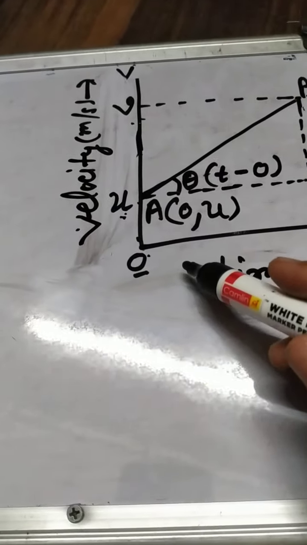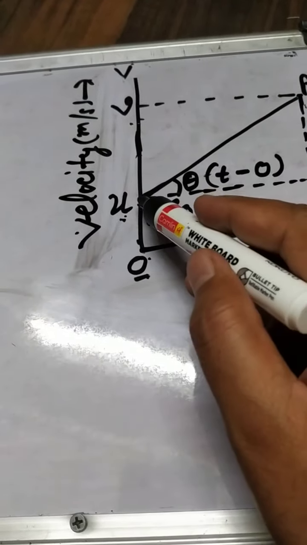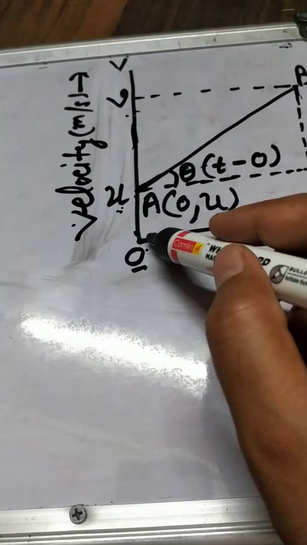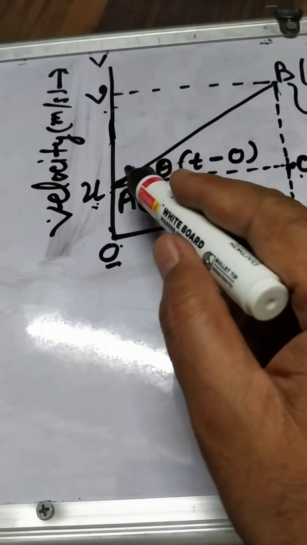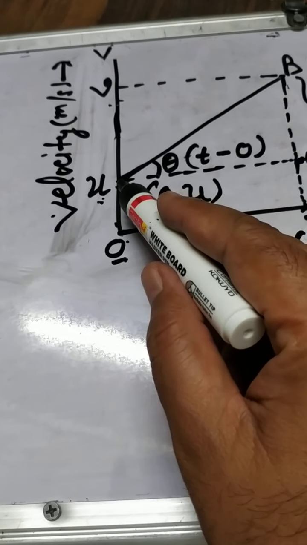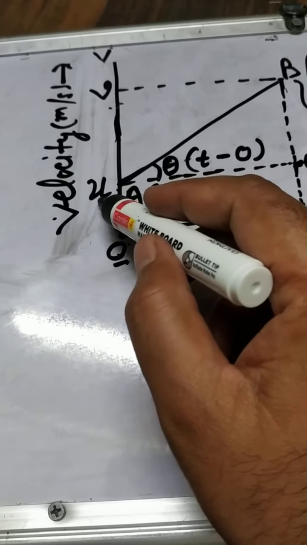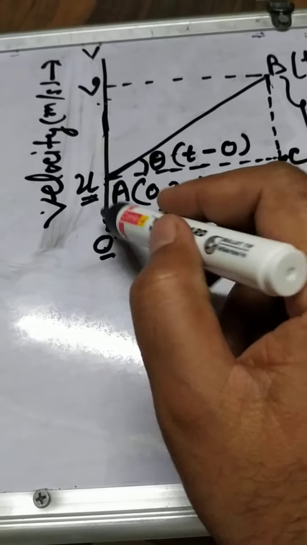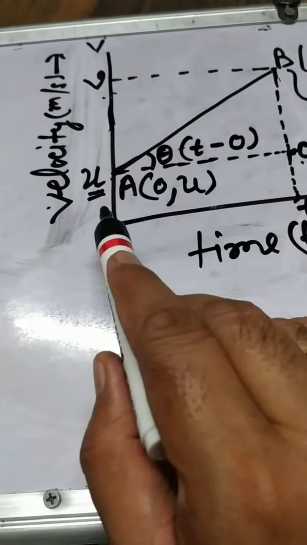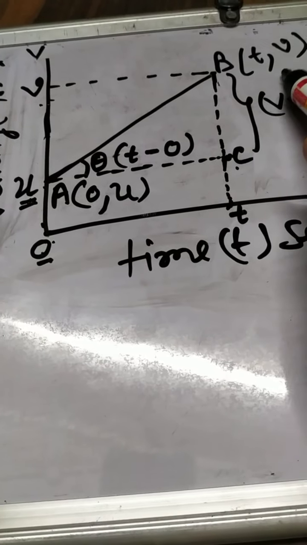Let us consider at t equal to 0 the velocity of the particle or any body is u. If the velocity of the particle at t equal to 0 were 0, the graph would start from O. But in this graph, from A to B, the graph starts from the y-axis, that is from point A. So it indicates that at t equal to 0, the initial velocity of the particle is u. After t seconds, time increases and velocity also increases from u to v. After t seconds, the velocity becomes v.